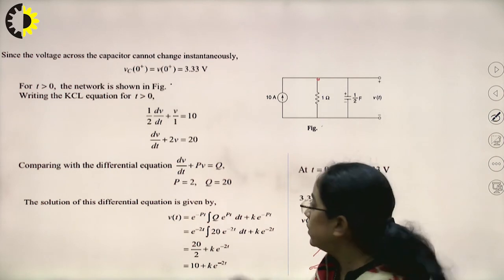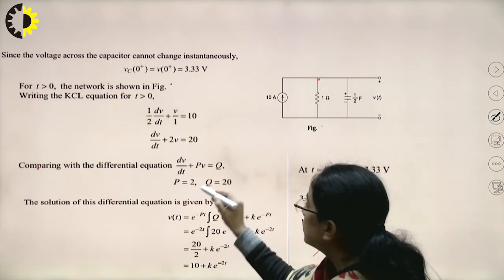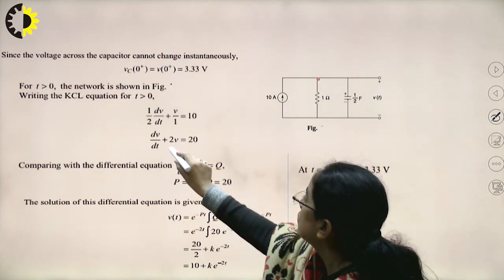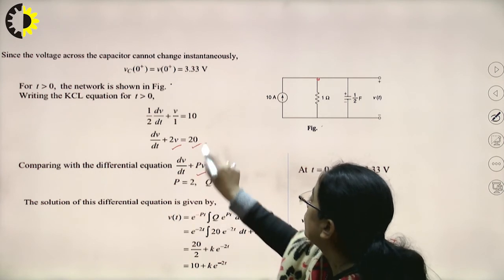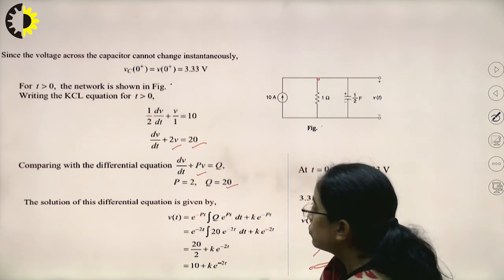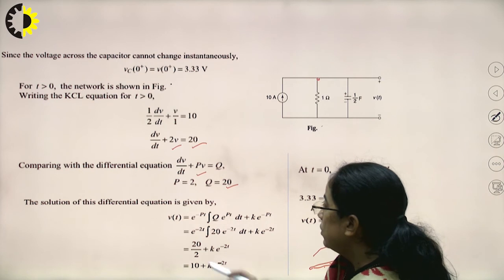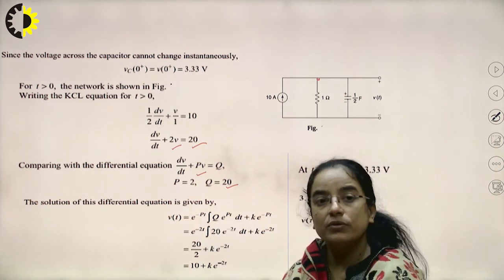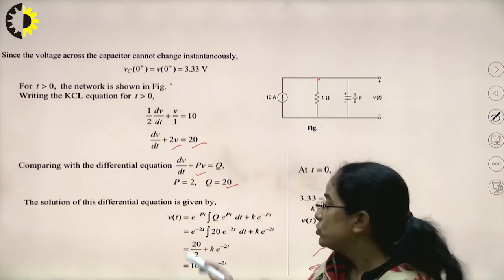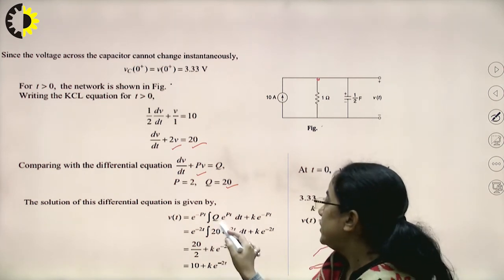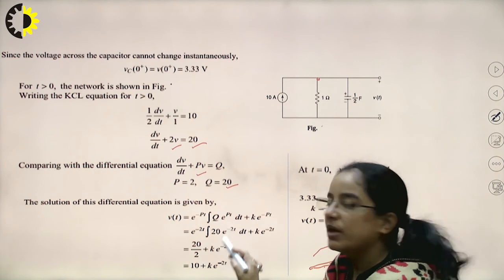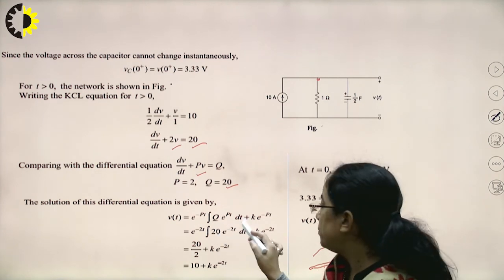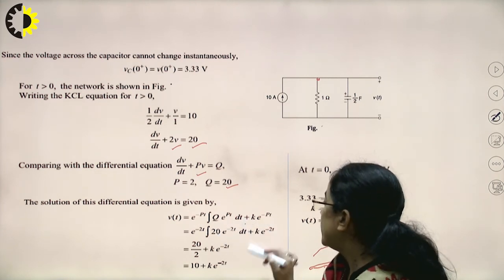If we compare and find the solution, the value of P is equal to 2 and the value of Q is equal to 20. Now the complete solution will be Vt equal to, calculating the integrating factor, e to the power minus Pt integration Q e to the power Pt dt plus K e to the power minus Pt.